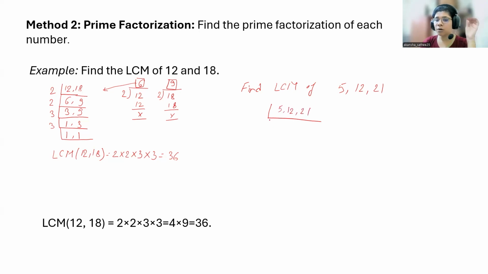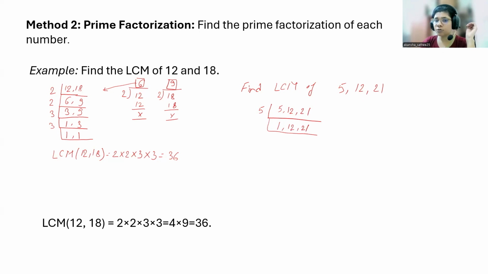So look for one integer which can divide one of them. So you start with 5. 5 divided by 5 will be 1. 12 as it is, 21 as it is, right? Because 21 is not a multiple of 5.